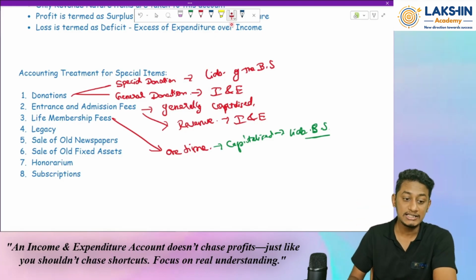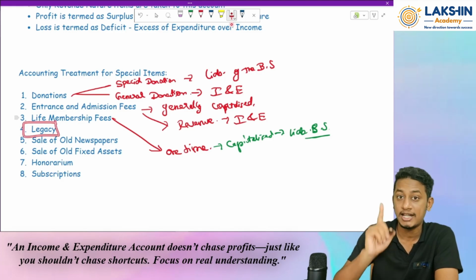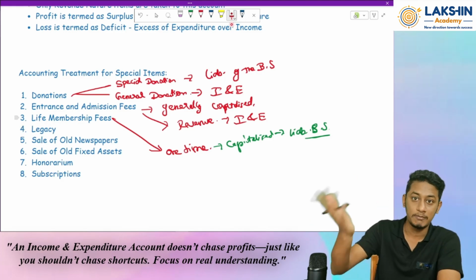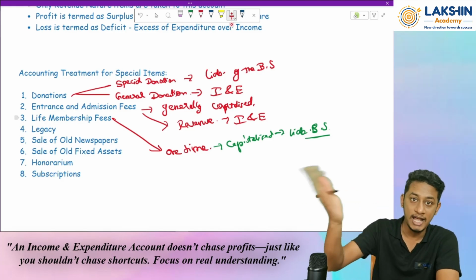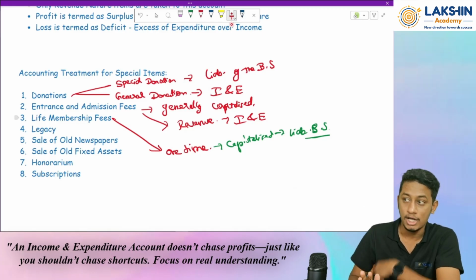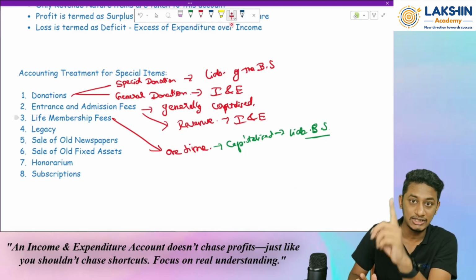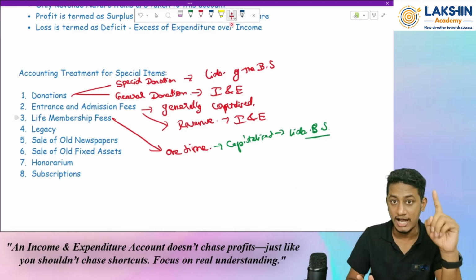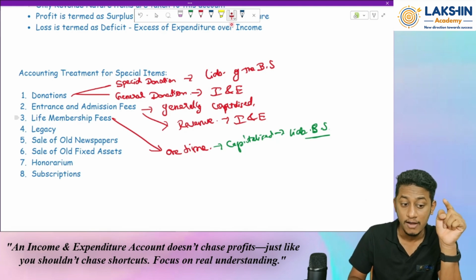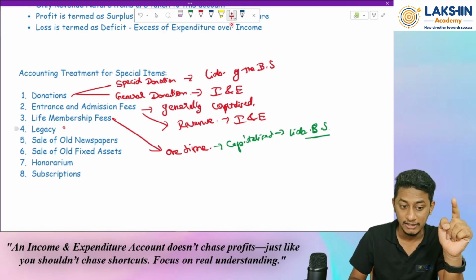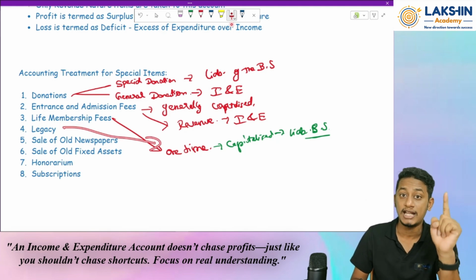Now again, legacy is also something which you receive on a one-time basis. It's not that the person will come alive tomorrow, make more money, die again and give me more legacy, right? So from one person I will receive the legacy only once. Because of that reason, this legacy will also be on a one-time basis, and it will also be capitalized.